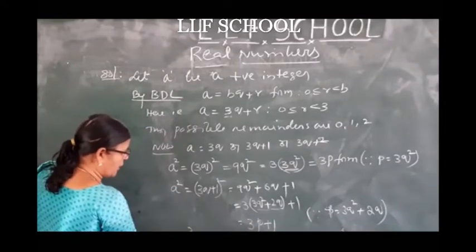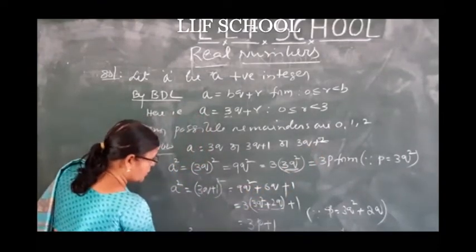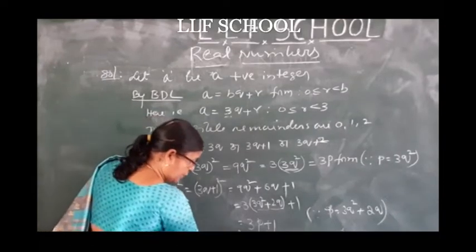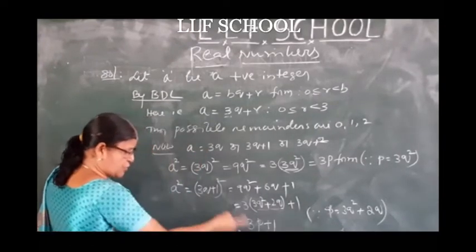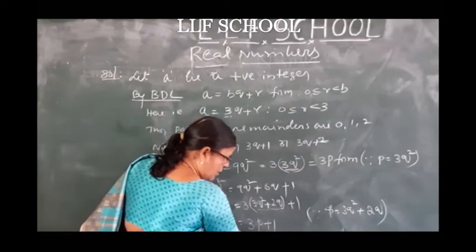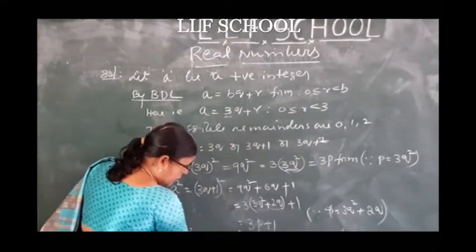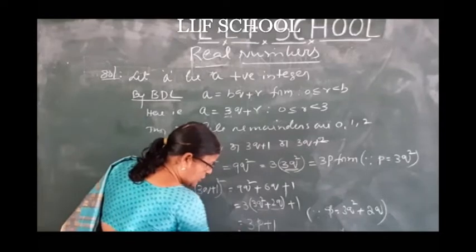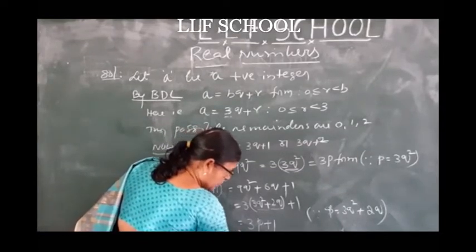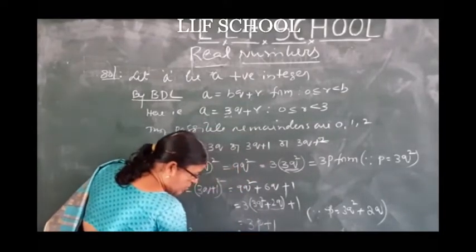Like that, the third one. a square is equal to 3q plus 2 whole square. That is equal to 9q square, you know the a square form, 3q square is 9q square, plus 2ab form, 2 into 3q into 2, that is 12q, plus 2 square, which is 4. Then what is the maximum common factor in all three? This is expressed as 3 plus 1. 9q square plus 12q plus 3 plus 1.